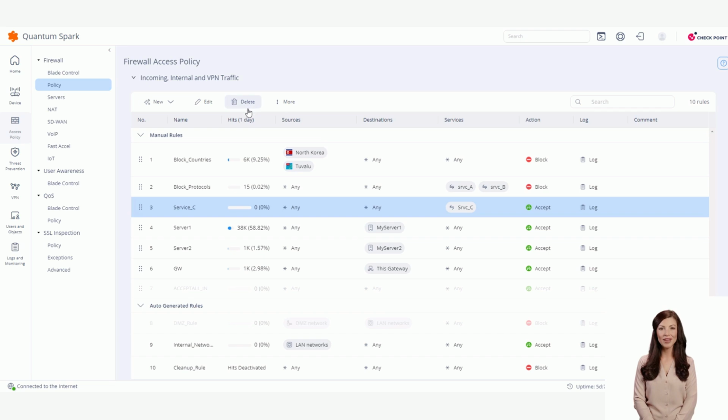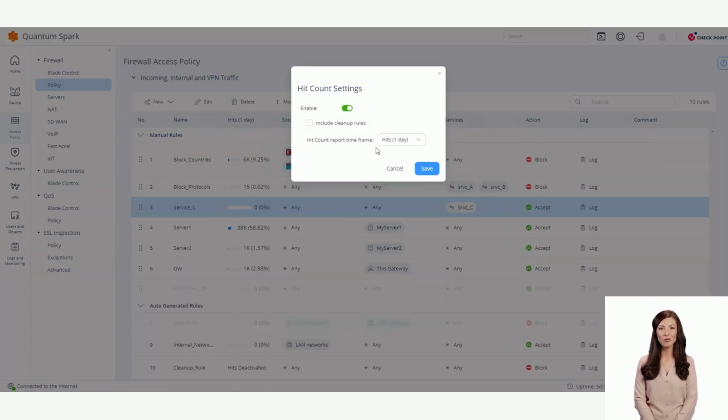The time frame for hit count data can also be set to 7 or 30 days, so that we can see how rule utilization looks on a larger time scale. Let's set it to 7 days.